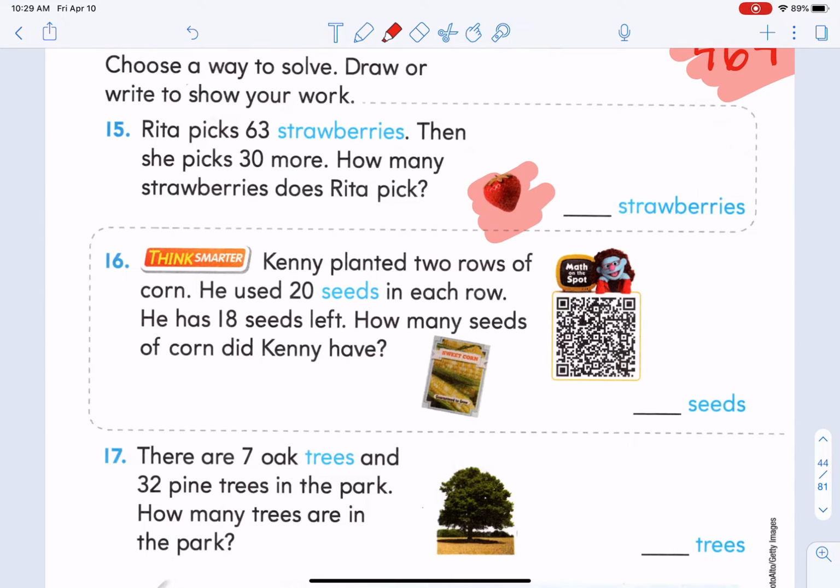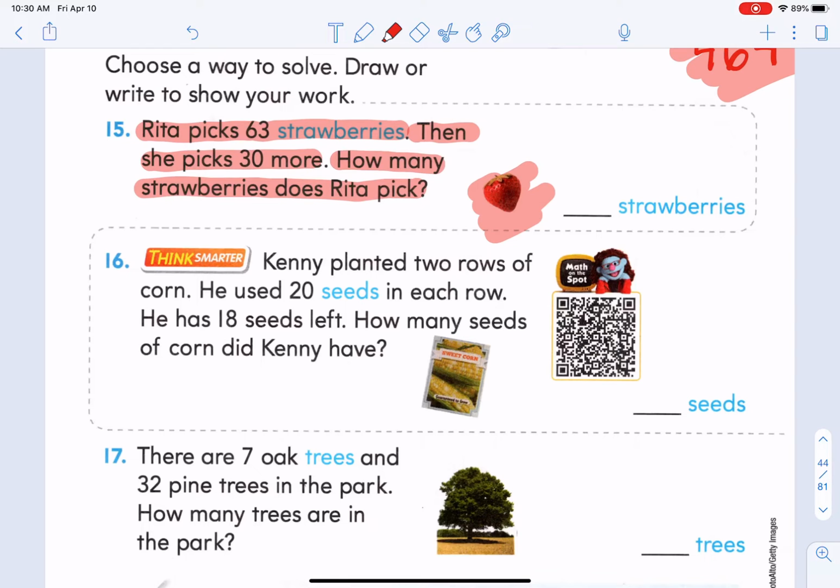So let me read you the problem, and maybe I can give you a little bit of help. It says, Rita picks 63 strawberries. I love strawberries. Then she picks 30 more. How many strawberries does Rita pick? So what you're going to need to do is just like the last lesson. You're going to look for the numbers, you're going to draw them with tens and ones, and then you're going to count the ones and you're going to count the tens.